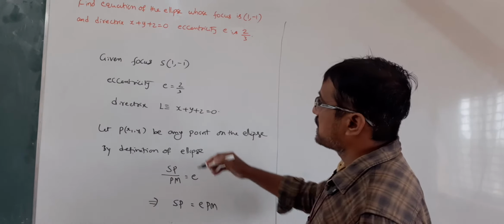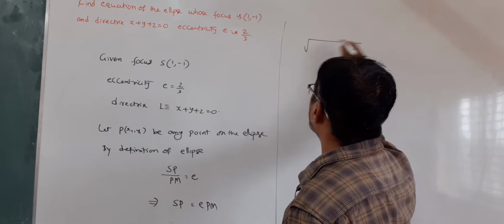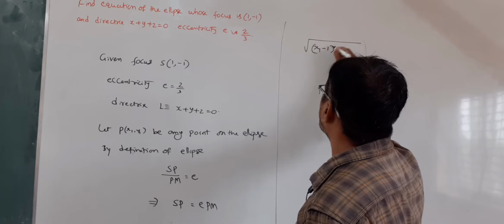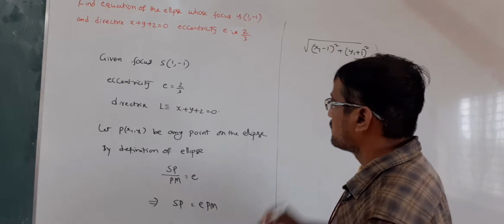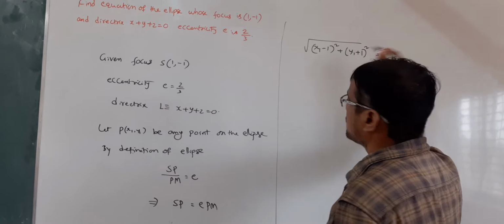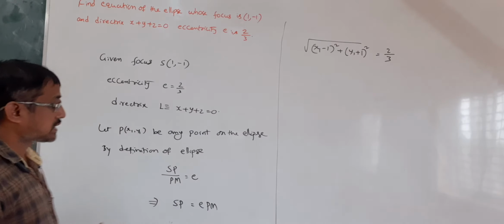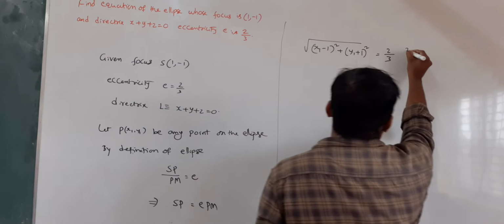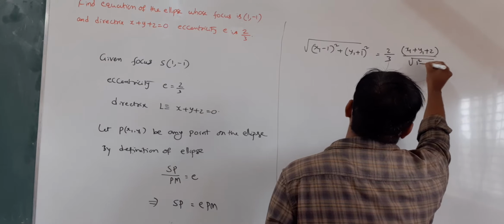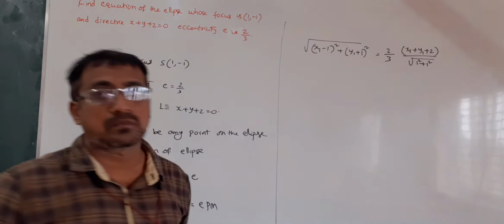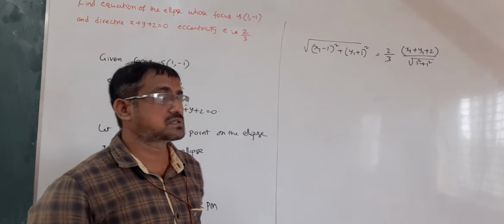Now what is SP here? Distance from the point to the focus. So it will be root over (x1 minus 1) whole square plus (y1 plus 1) whole square is equal to, where e is given by 2 by 3 into PM, the perpendicular distance from the point to the directrix. So it will be |x1 plus y1 plus 2| by root of 1 square plus 1 square. Formula: mod of a x1 plus b y1 plus c by root of a square plus b square.